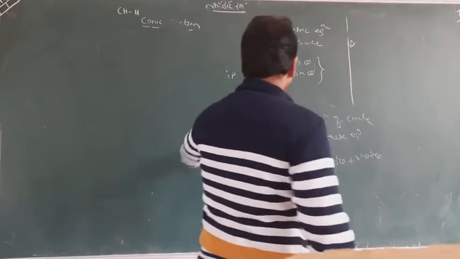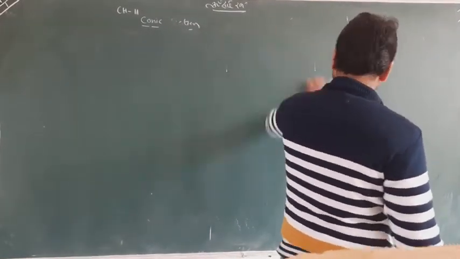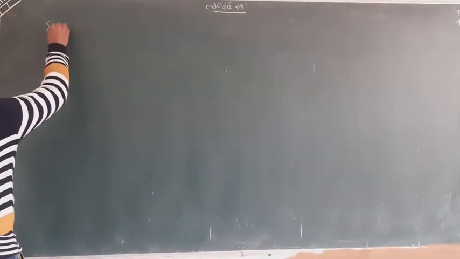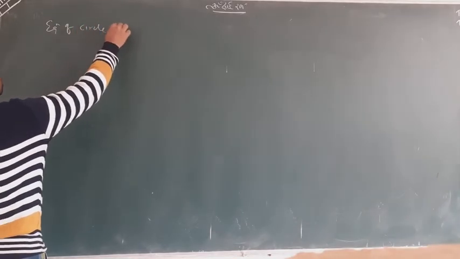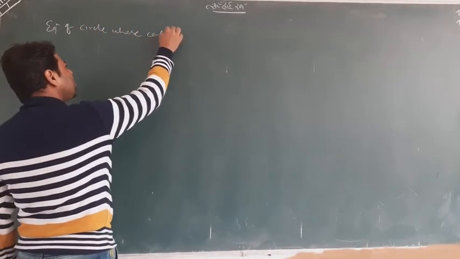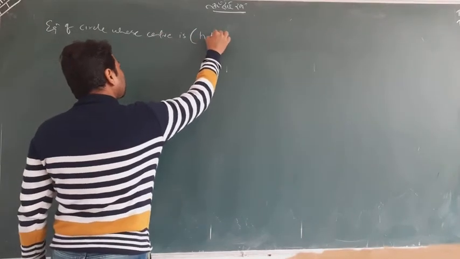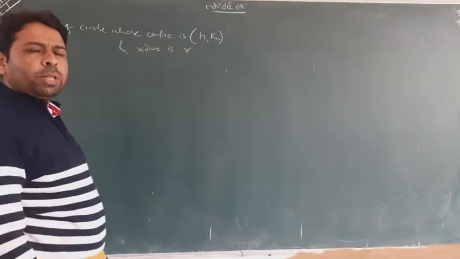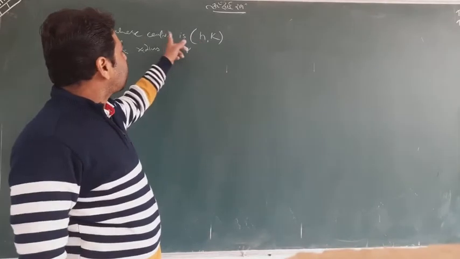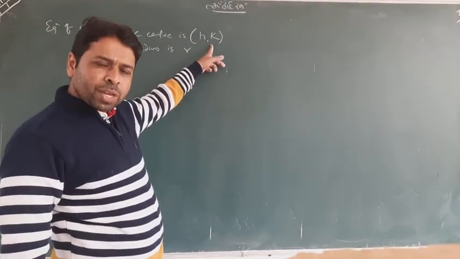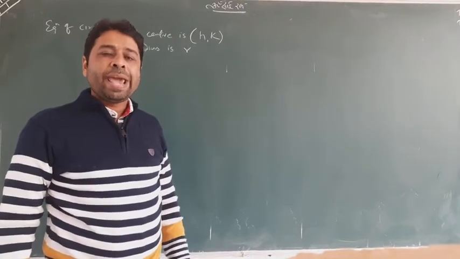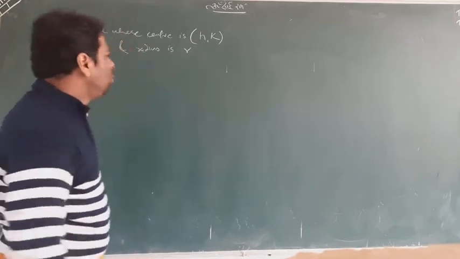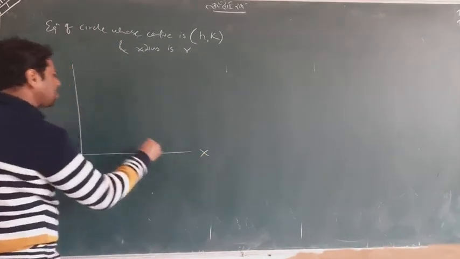Now let me quickly come to the next concept, telling you again the same thing. This time, the equation of the circle whose center is another point like (h, k) and radius is r. In this only one change I have made: the center was the origin earlier. If you have a center other than (0, 0), like (h, k), what will be the equation of the circle? Look at it again by making a simple diagram.